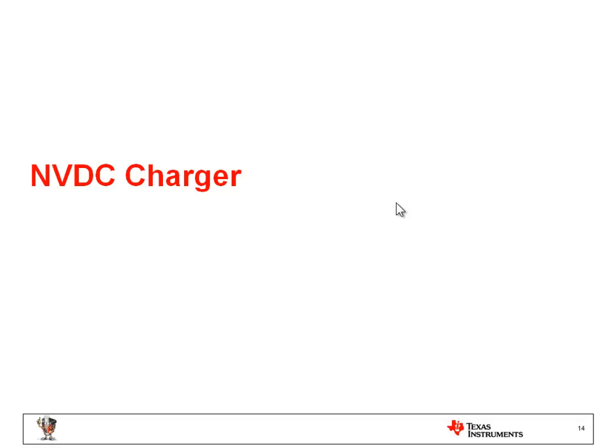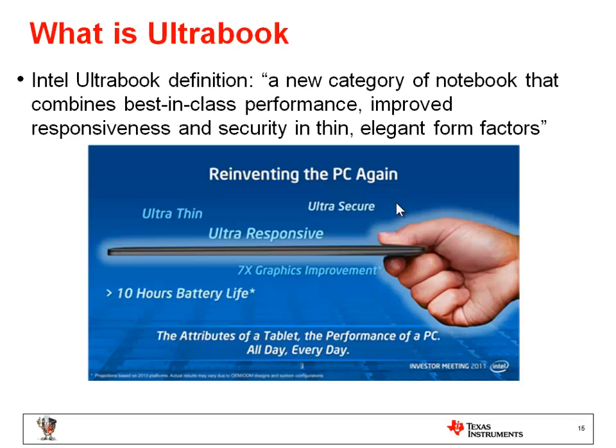So now we talk about the NVDC charger. For the NVDC charger, the Intel Ultrabook has a definition that's called a new category of notebook that combines the best-in-class performance, and has to be ultra thin. That means it has to reduce the existing notebook's BOM cost and area to make the Ultrabook light, thin, and easy to carry around. But meanwhile, we still want the same duration of battery life, or even longer.